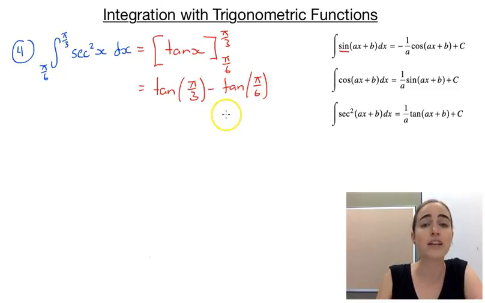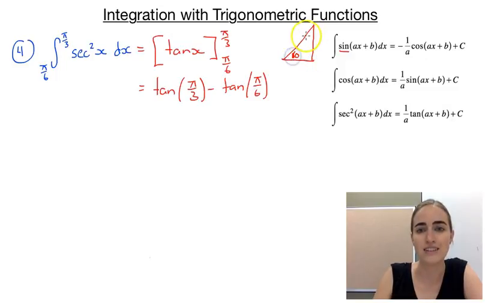Now to find those values, we need to use our special triangles, which are on our formula sheet. So pi on 3 is 60 degrees and pi on 6 is 30 degrees. So that means we need our triangle that looks something like this. So that's 60, that's 30. That's 1, 2, and root 3. So tan of pi on 3, so tan of 60 would be opposite over adjacent, so that's going to give us root 3, minus tan of 30 degrees, which would be 1 on root 3.